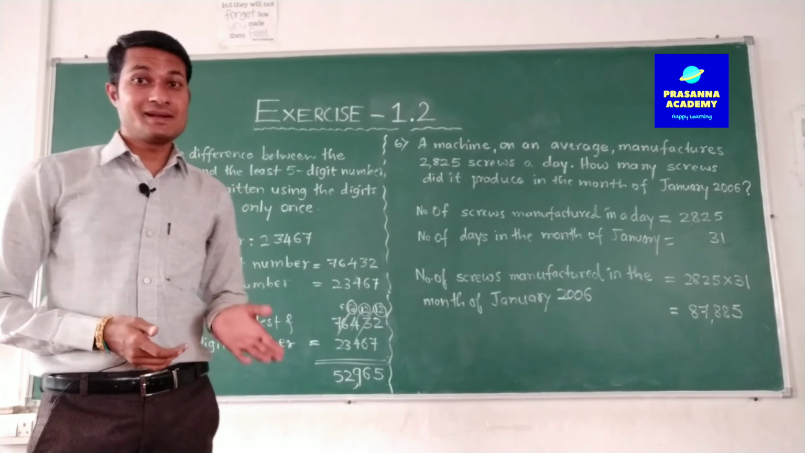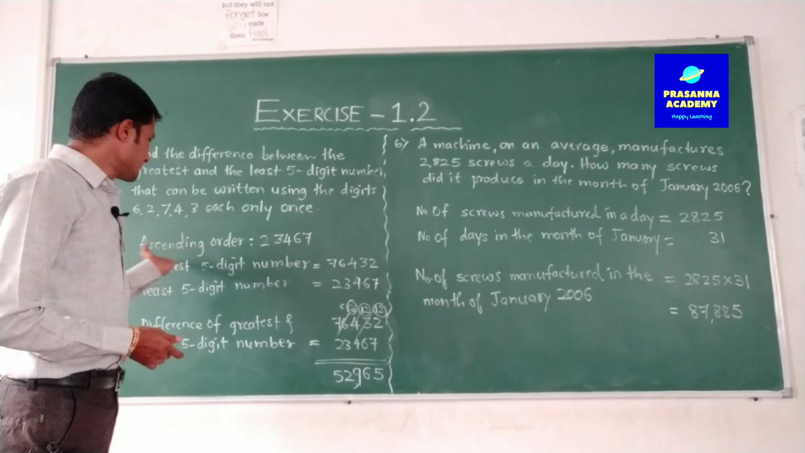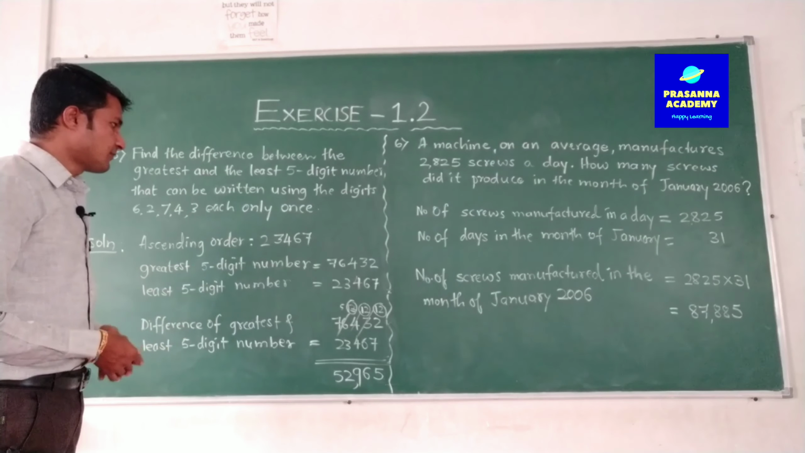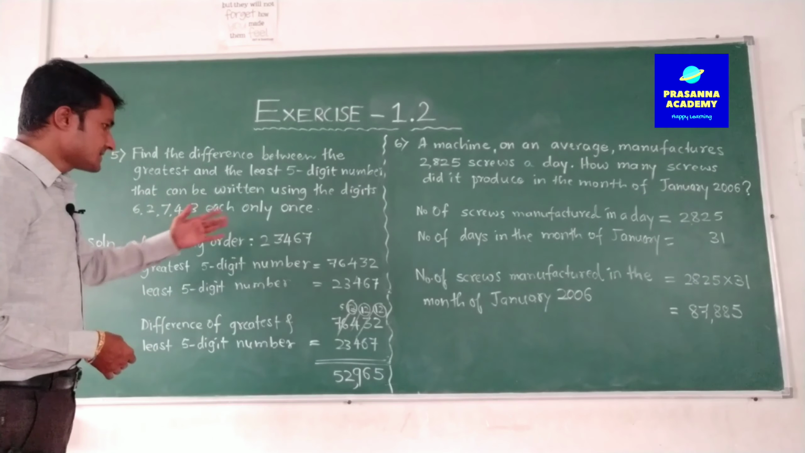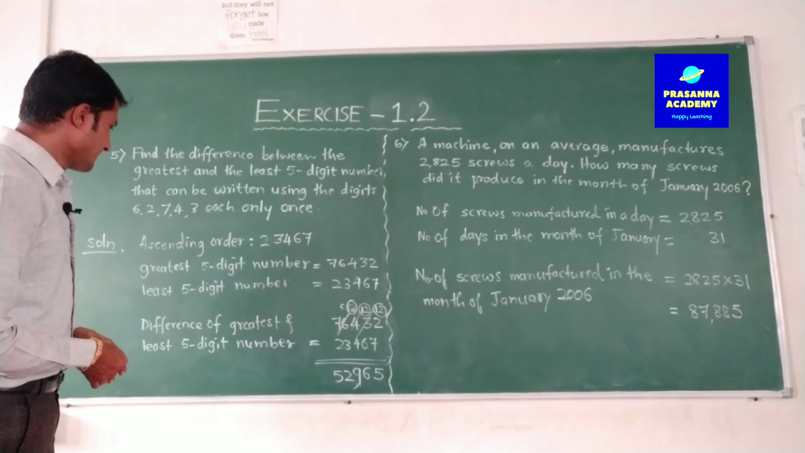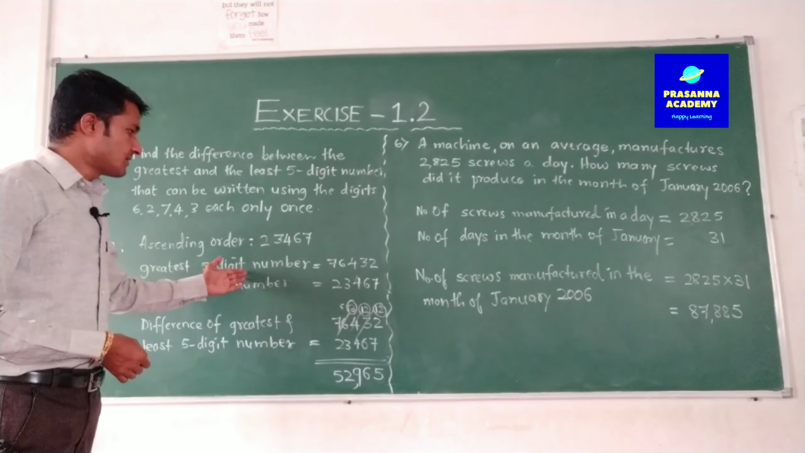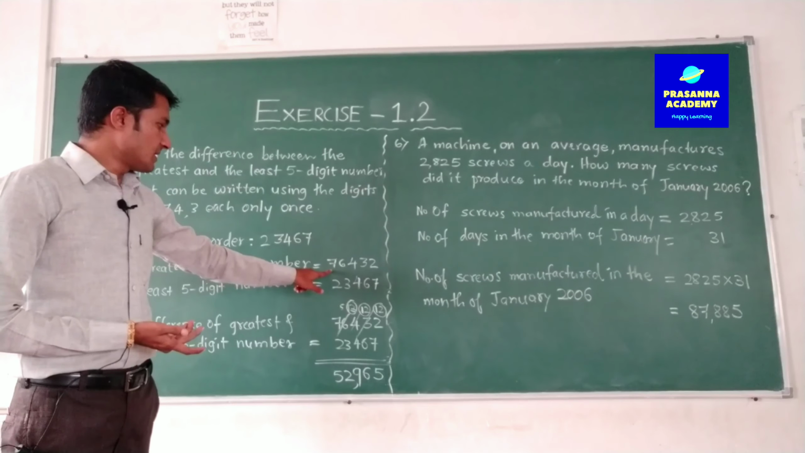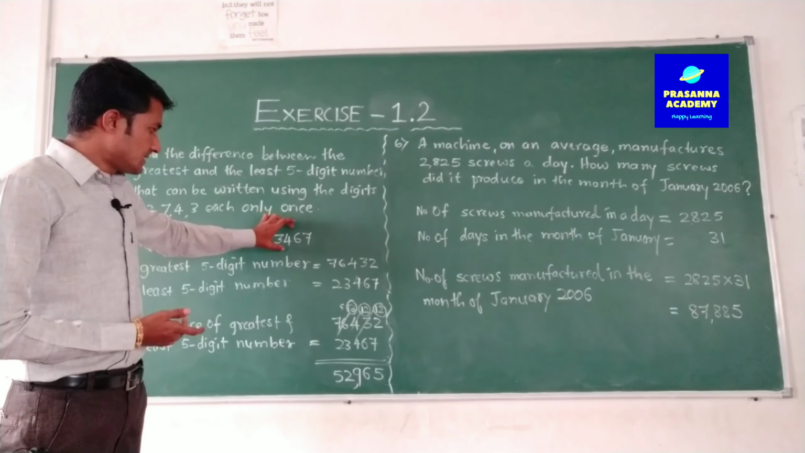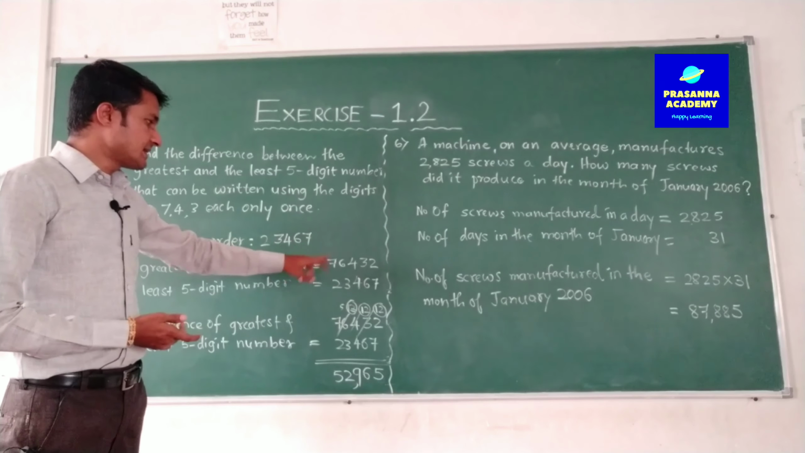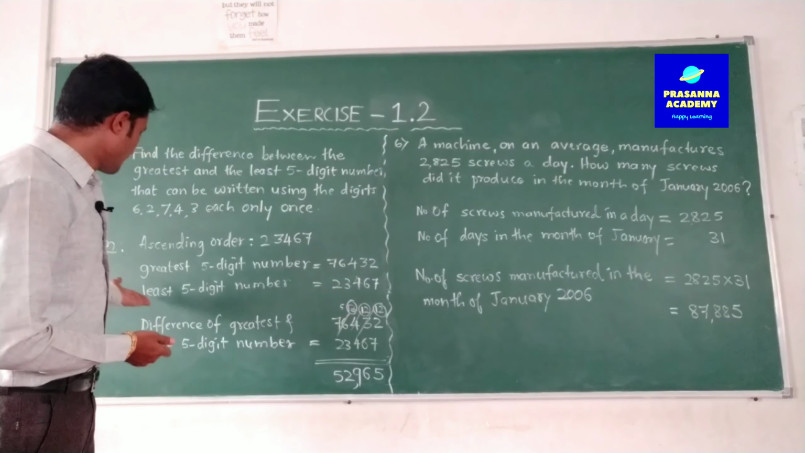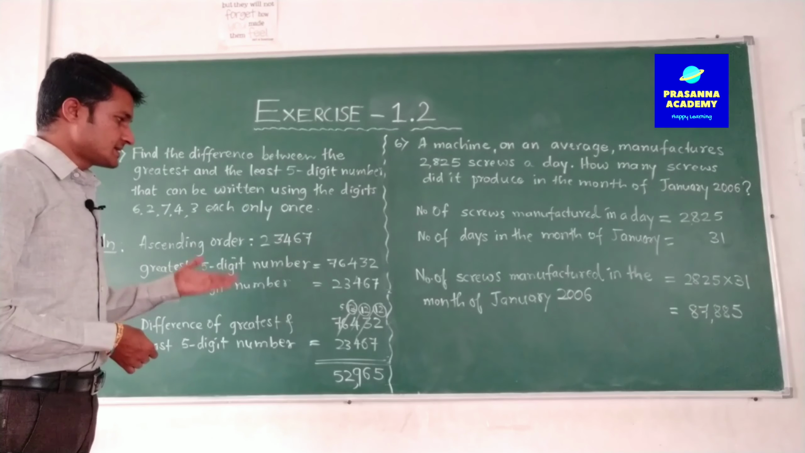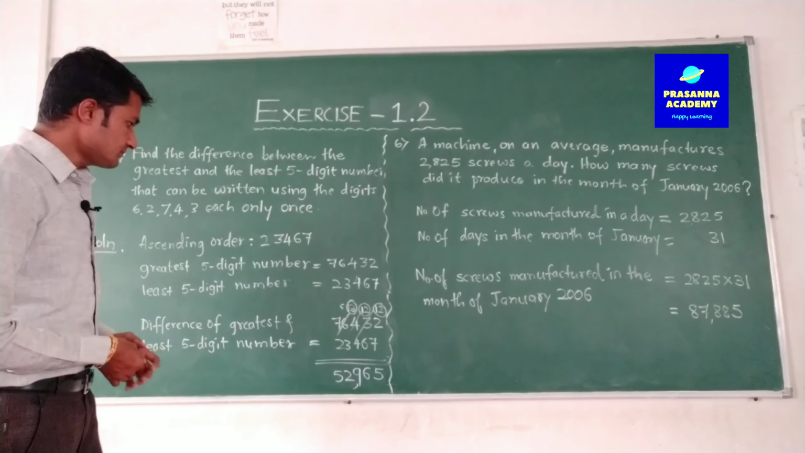So here I tried arranging those digits in ascending order, and the ascending order of those digits will be 2, 3, 4, 6, 7. And by this arrangement we can easily make the greatest 5-digit number just by writing the number from the digit 7, 6, 4, 3, 2. So by this we can also make the least 5-digit number, that is 2, 3, 4, 6, 7.